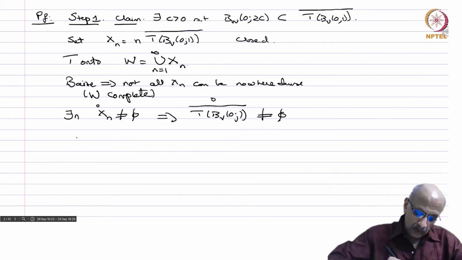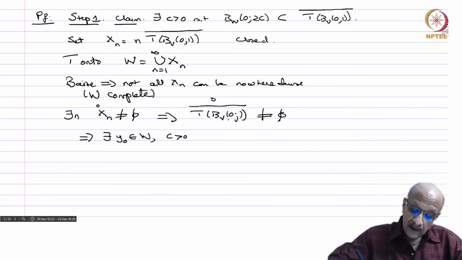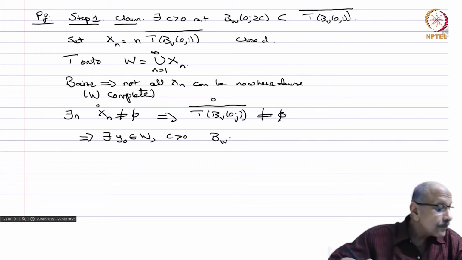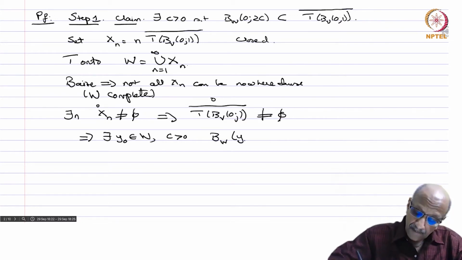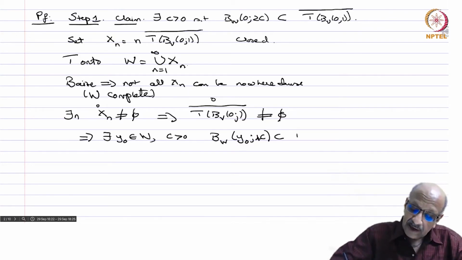So what do we know? This interior is non-empty, so it contains a point and a ball around it. So there exists y naught in W and a C positive such that B_W(y naught, 4C), I'll take the radius as 4C with some foresight, will be contained in the closure of T(B_V(0,1)).